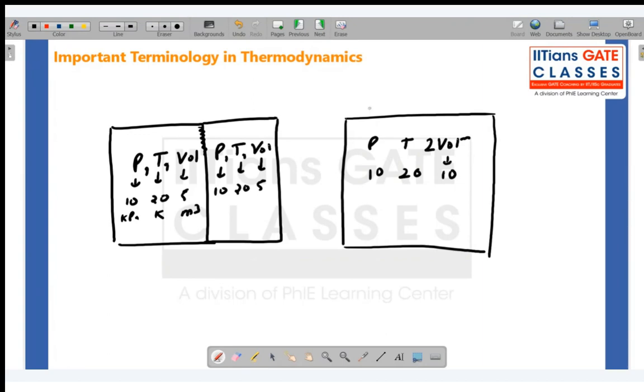So that means you see mass is increased here. Mass has become doubled. Here it was M, now it has become 2M. Because of this mass or the size, pressure has no effect. Temperature also remains the same, but the volume has changed. So that is why we say these are intensive properties, these are extensive properties.